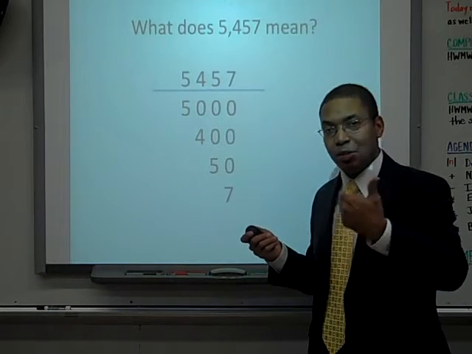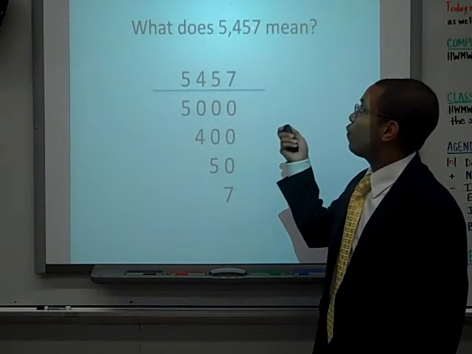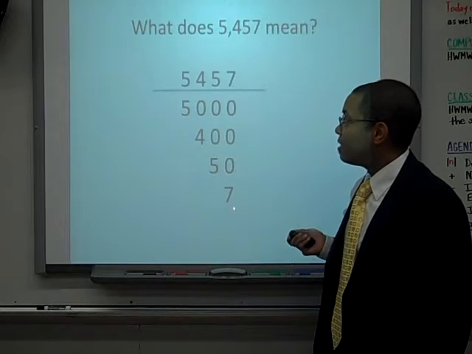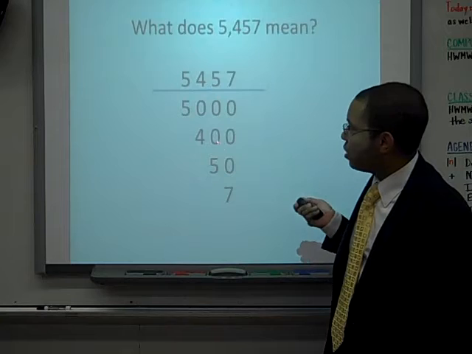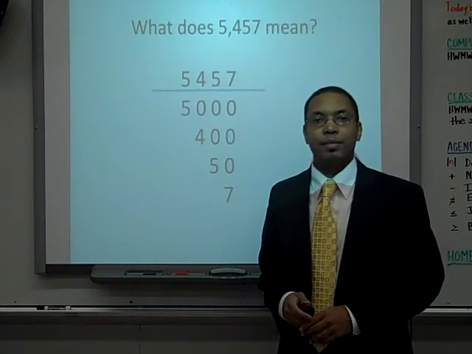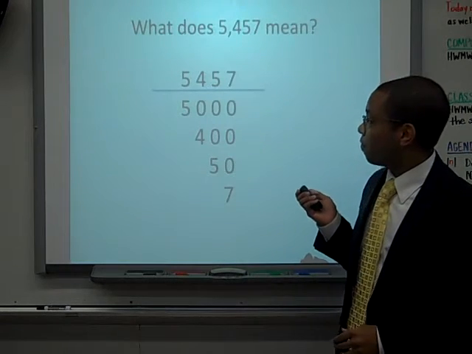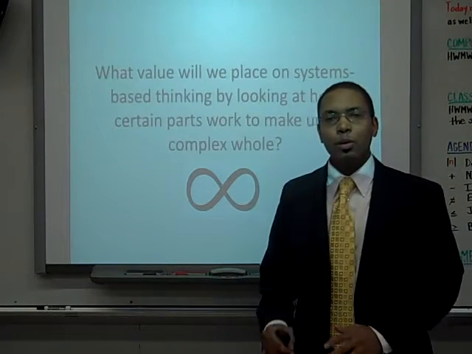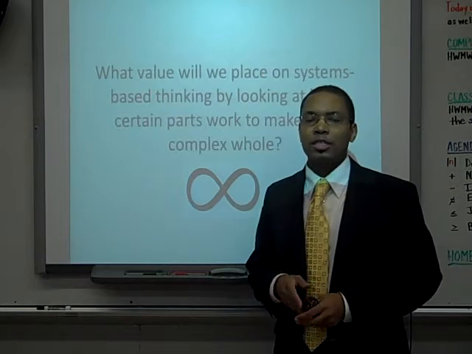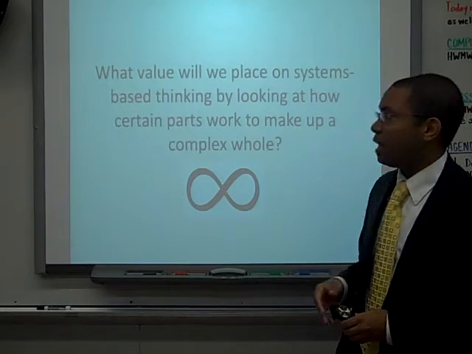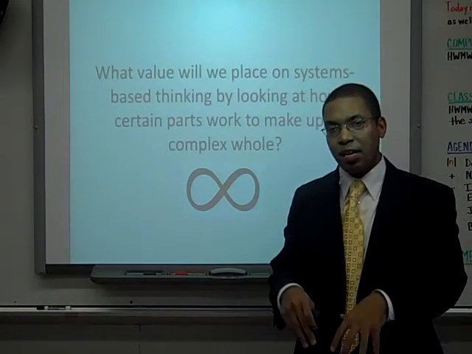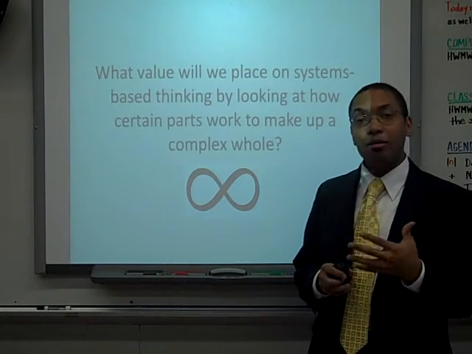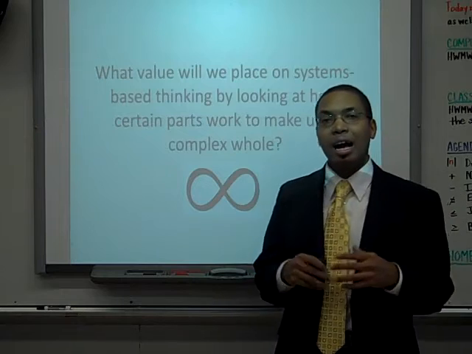If we break it down digit by digit, 5,447 really means 5,000 plus 400 plus 40 plus 7, just by looking at the columns with which these digits occurred. Makes pretty good sense. So, in looking at how this all works, what value will we place on systems-based thinking? By looking at how certain parts work to create a complex whole.